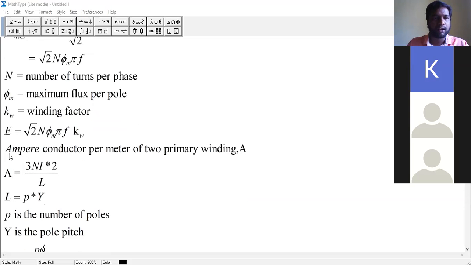And now we are going to see the ampere conductor per meter for two primary winding, right? So take it as A. A is equal to 3, where 3 indicates the supply phases. We are taking here 3 phase, and N is the number of turns, and I is the current, that is ampere. So ampere conductor: ampere is nothing but the current, and conductor is nothing but the number of turns. And into 2, these 2 indicate we are going for a 2 primary winding, that is double-sided linear induction motor. And L is the length of the machine.